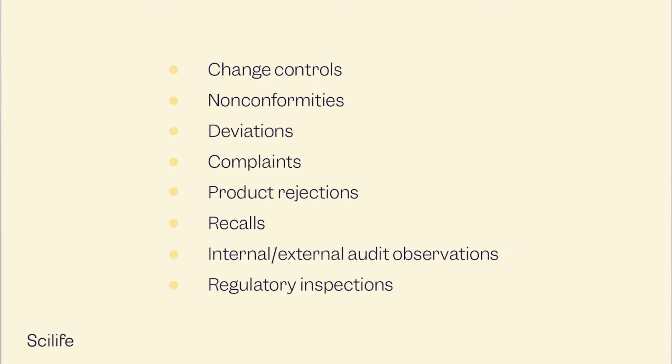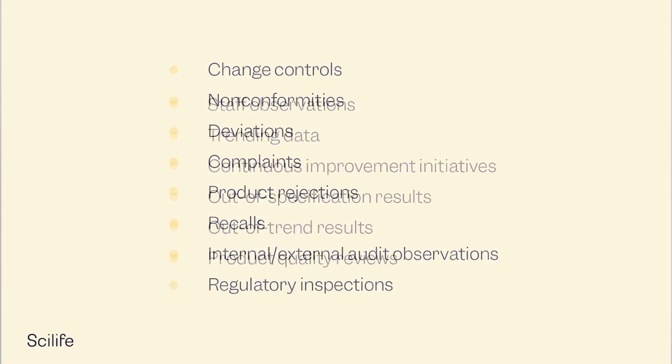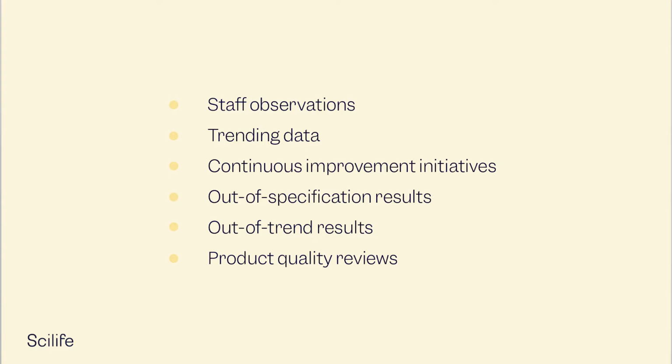Some of the events that may need a CAPA include change controls, nonconformities, deviations, complaints, product rejections, recalls, internal and/or external audit observations, regulatory inspections, staff observations, trending data, continuous improvement initiatives, out-of-specification results, out-of-trend results, and product quality reviews.